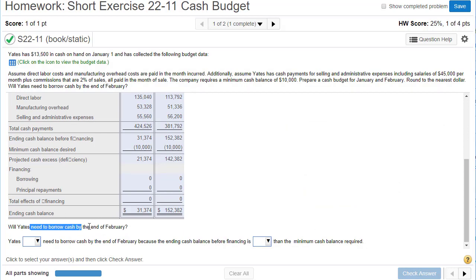All right. Will Yates need to borrow cash by the end of February? Well, at the end of February, they have $152,000. They want to have a minimum of $10,000, so they've got way more than that. In fact, they've got $142,000 excess. So they will not need to borrow because the ending cash balance before financing is greater than the minimum cash balance required of $10,000. It's a lot of calculations, but it really isn't all that difficult.